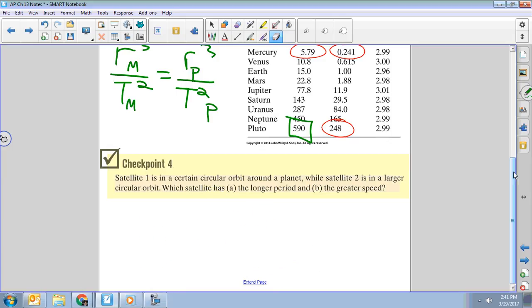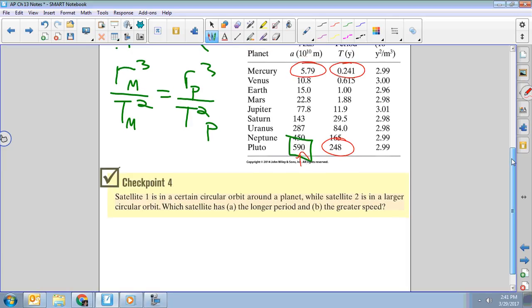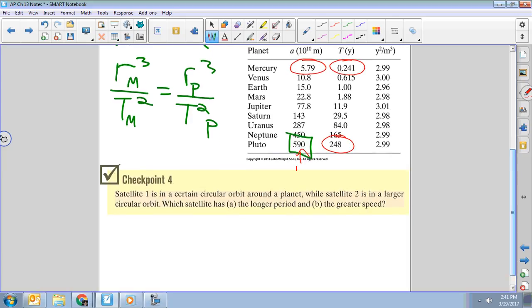Sorry, columns got cut off. So this one is our R, our A, and this one is our T. All right, so radius is 5.79 cubed over period squared, 0.241 squared. Does that look better? Yeah. Cool. Tell me when I'm being a bonehead. I guess you'd be doing that all the time, but 590 cubed.